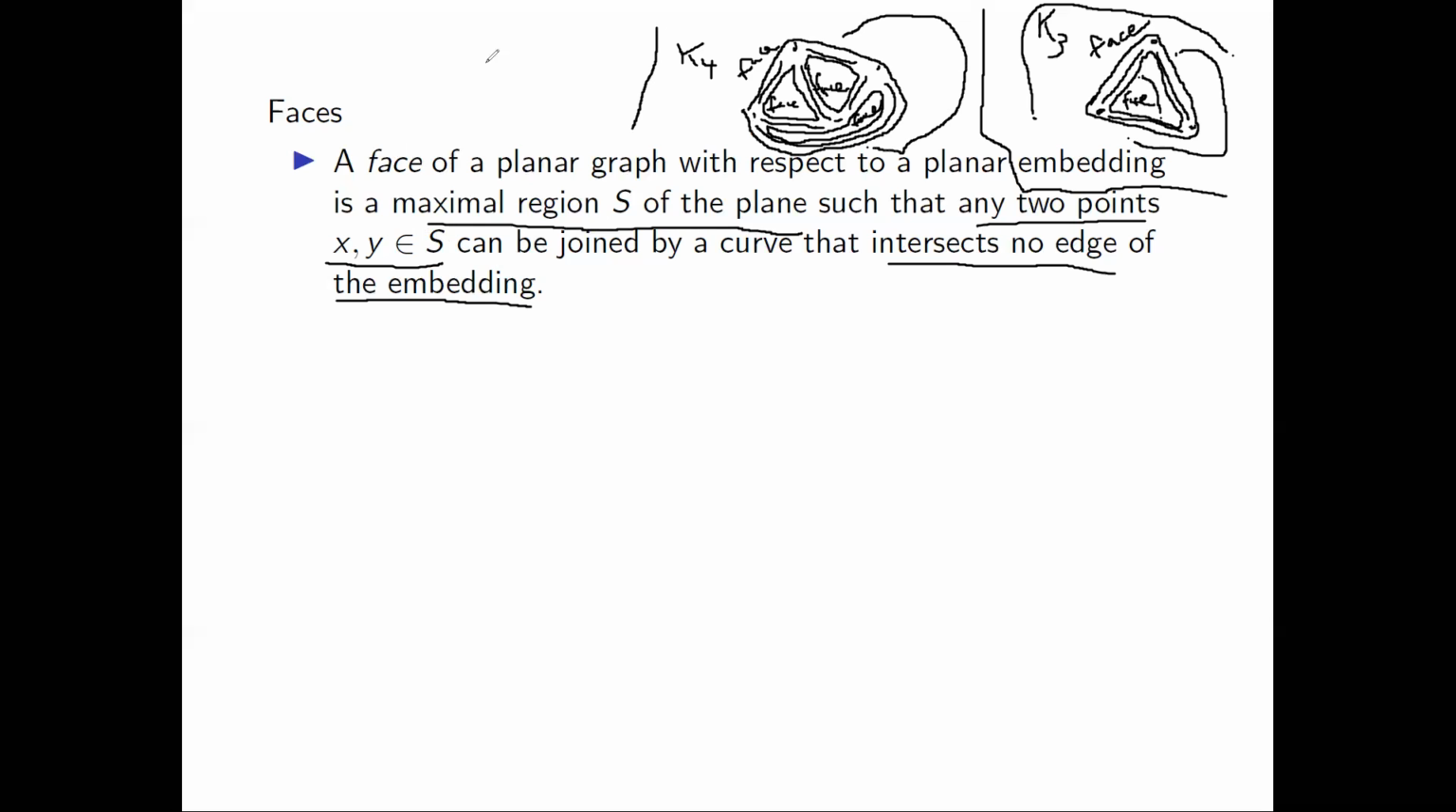Let's consider one last example for now. We'll take a K3 and then we'll join a leaf to it. So still we have the face on the inside.